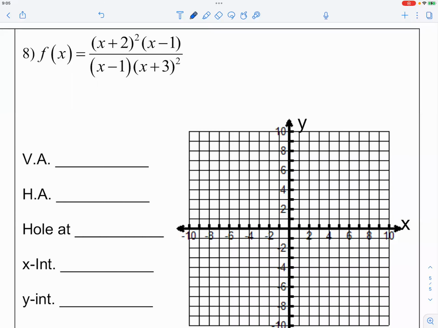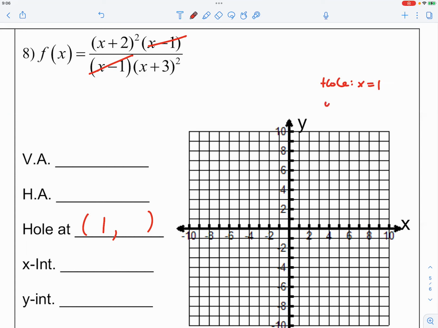All right, now let me ask you a quick question. Look carefully at the function right here. Look at the parentheses. Will there be a hole? The answer is yes. How do you know? The x minus 1 got canceled, right? So that means the hole must have an x value of 1, because x still cannot equal 1. And if you want to find out where the hole is, the hole is at x equals 1.